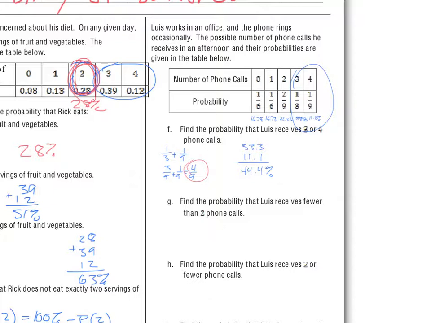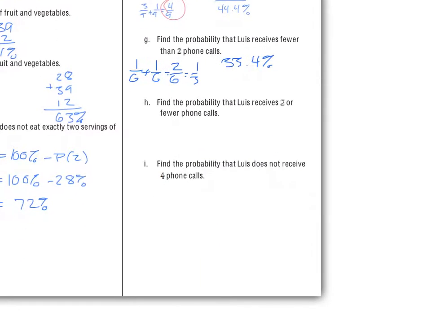All right, here we are, fewer than 2 phone calls. That's going to be those 2 combined, which is going to give me 33.4%. And this is where we're going to see some inaccuracy by using those. We have 1/6 plus 1/6 would be equal to 2/6, which is 1/3, which we know would be 33.3%. So there we go. We can see some of the inaccuracies that are created by using these rounded values.